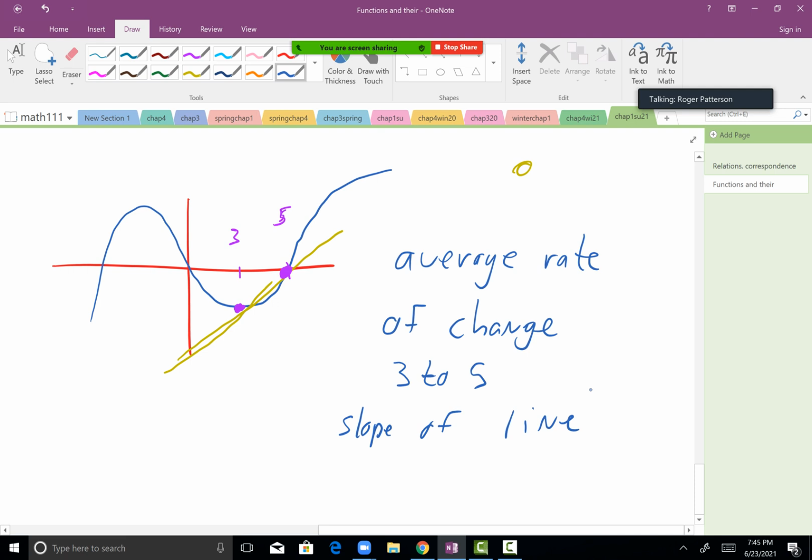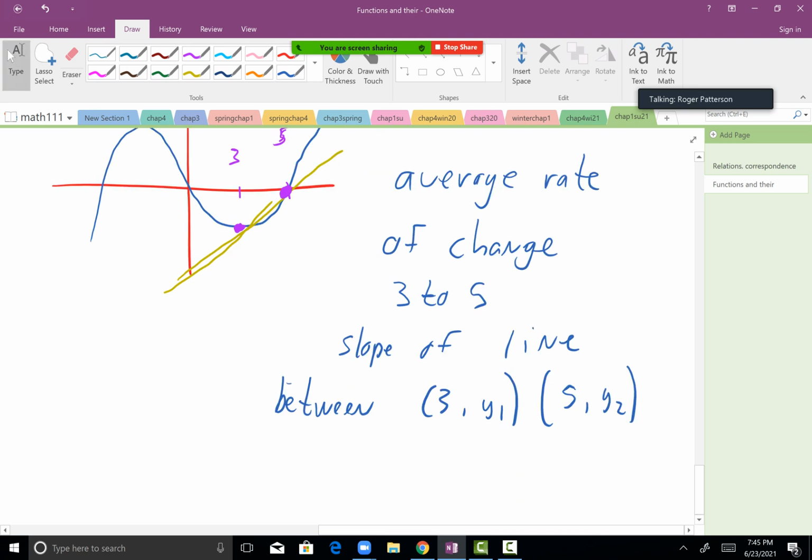Between these 2 points. Okay? So that would be between 3 and whatever that y coordinate is, I'll call it y1, and 5 and whatever that y coordinate is, and call it y2. So then let me put some numbers on here so that we got something to go with. So here I'll call this -2, and of course that one's 0.